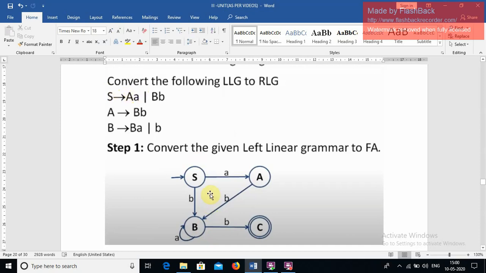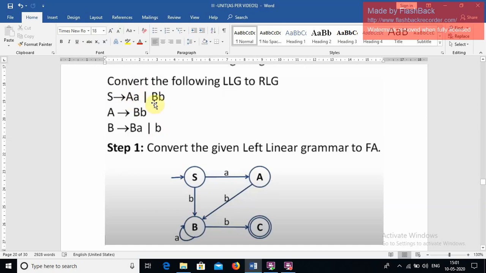S to Aa, S to Aa, S to b we have a b input, and A to Bb, A to b we have a b input. If you observe the grammar, we have at most one non-terminal on the RHS, and it is actually the rightmost one. Sorry, actually it is the leftmost, right? Somewhat I am also confusing myself, so you don't get confused. Here we have an LLG, right? LLG means at most one non-terminal in the RHS, and it should be the leftmost one.